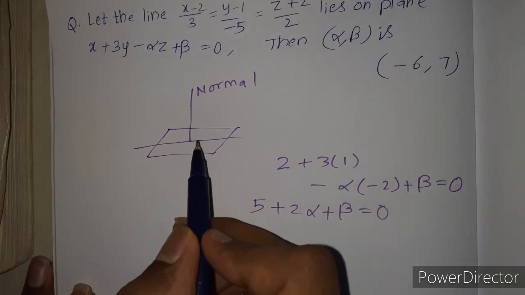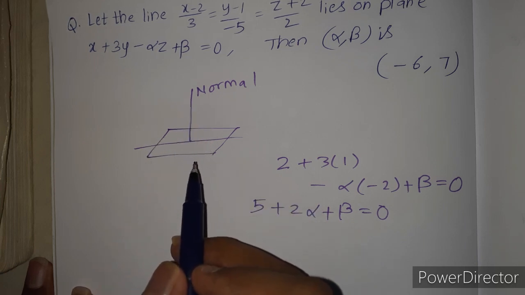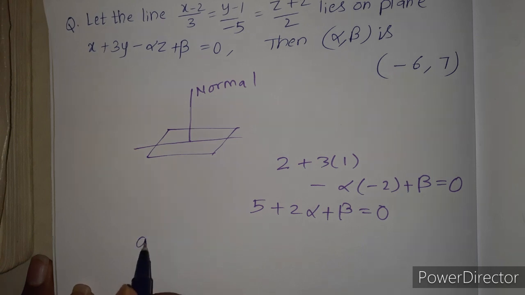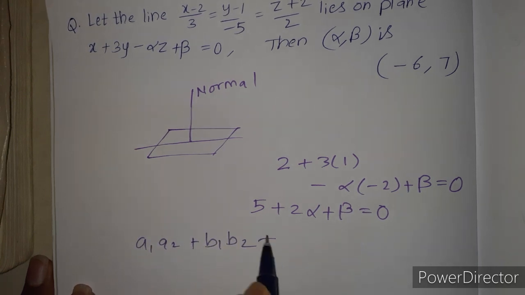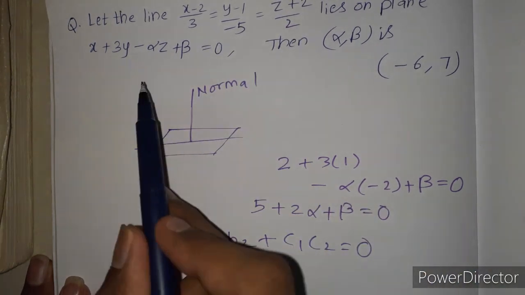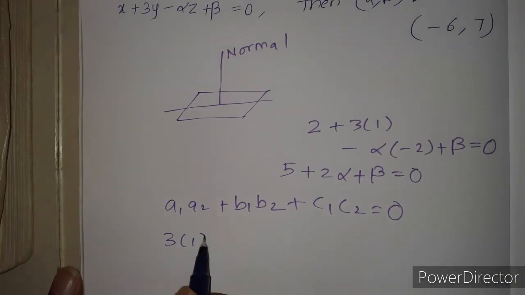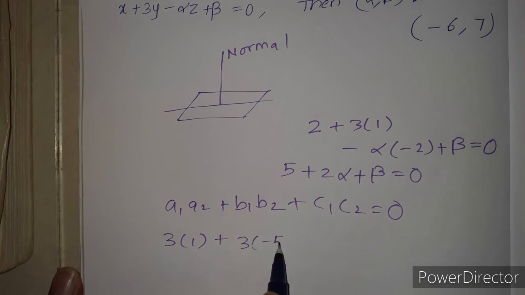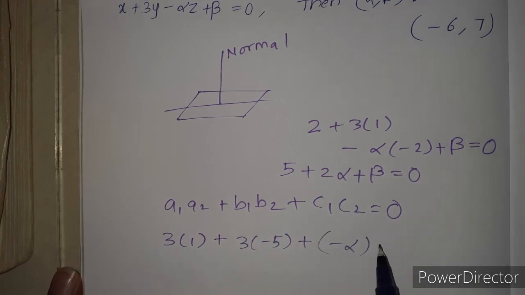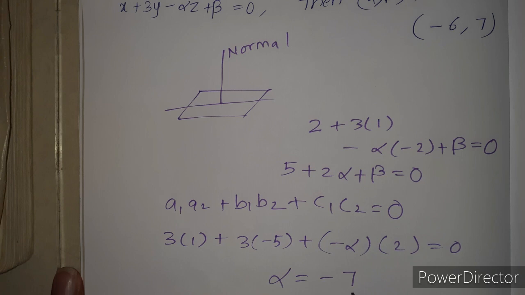And now here the line's DRs and the plane's normal DRs are perpendicular to each other. So the condition is a1 a2 plus b1 b2 plus c1 c2 is equal to 0, and the DRs of the line are 3, minus 5, 2, and the DRs of the plane are 1, 3, minus alpha. So 3 into 1 plus 3 into minus 5 plus minus alpha into 2 is equal to 0. 3 minus 15 minus 2 alpha is 0, so minus 12 equals 2 alpha, and alpha is plus 7.